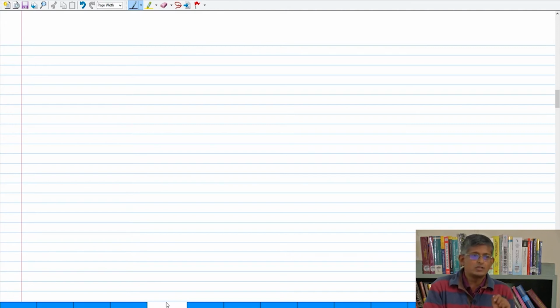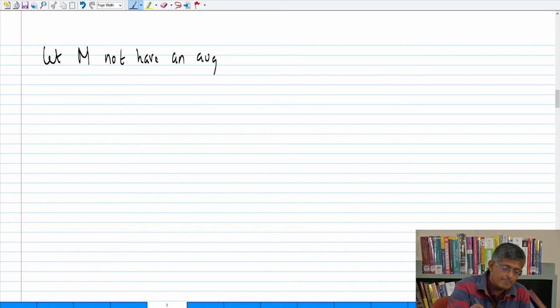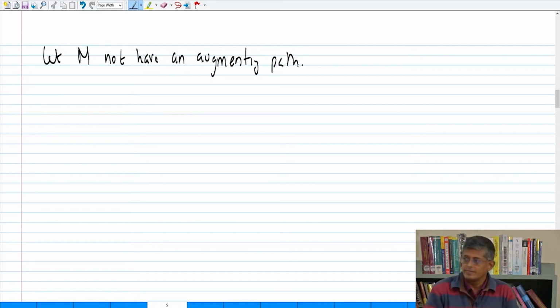Now let's assume that M does not have an M augmenting path. I am going to argue that none of you can ever find a larger matching in the graph. Fine. So let us write this down. Let M not have an augmenting path. Now let's do a proof by contradiction here.